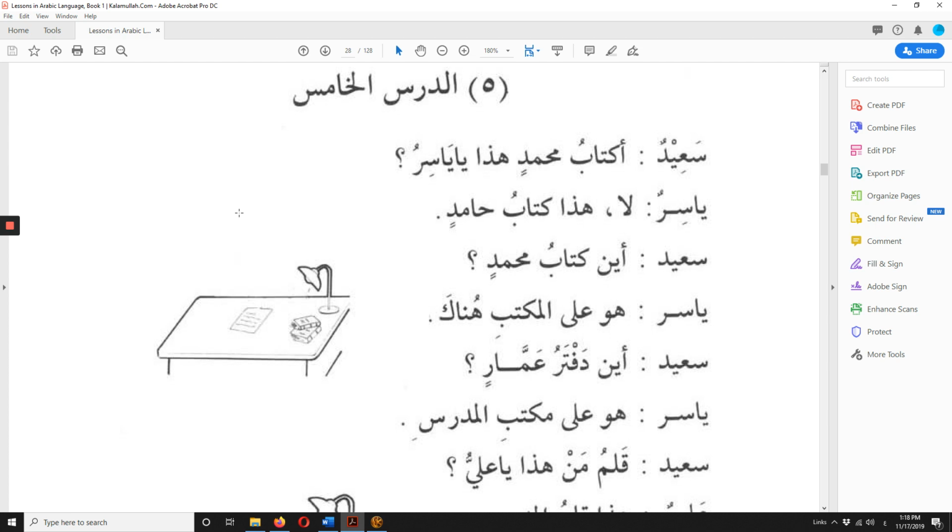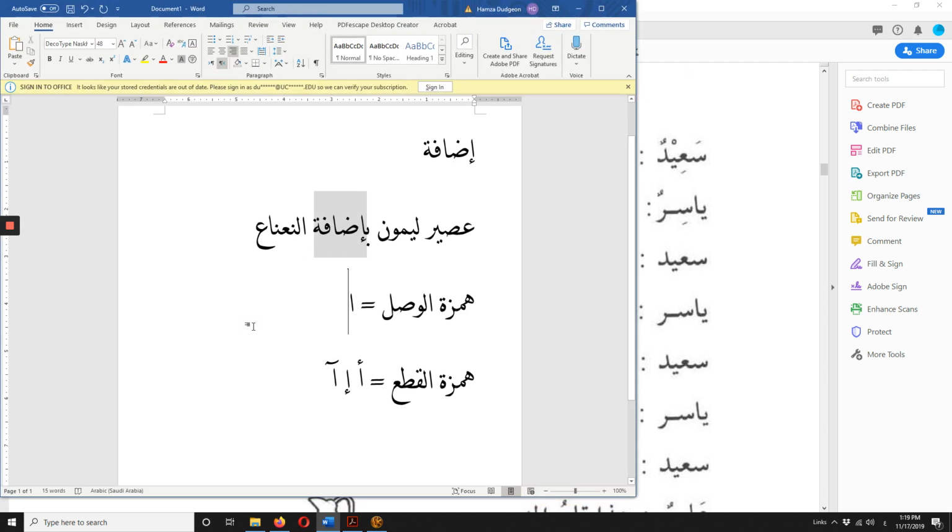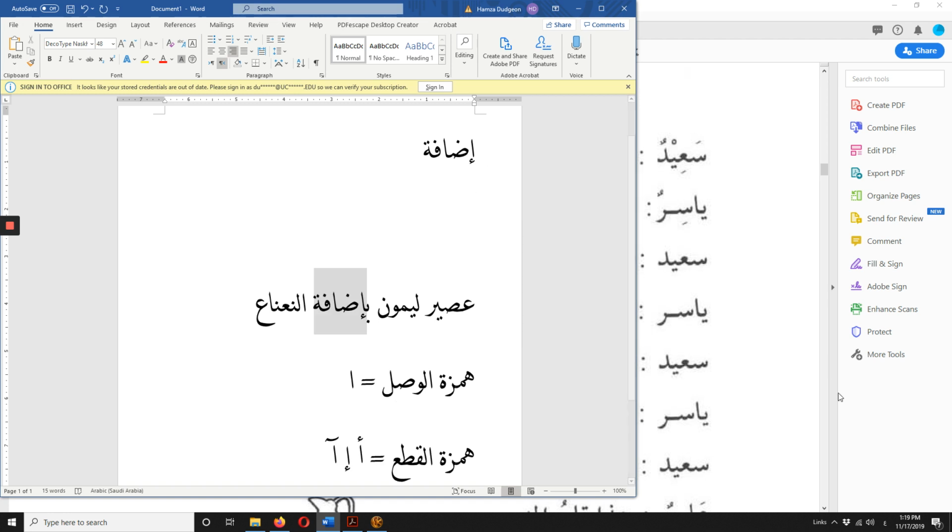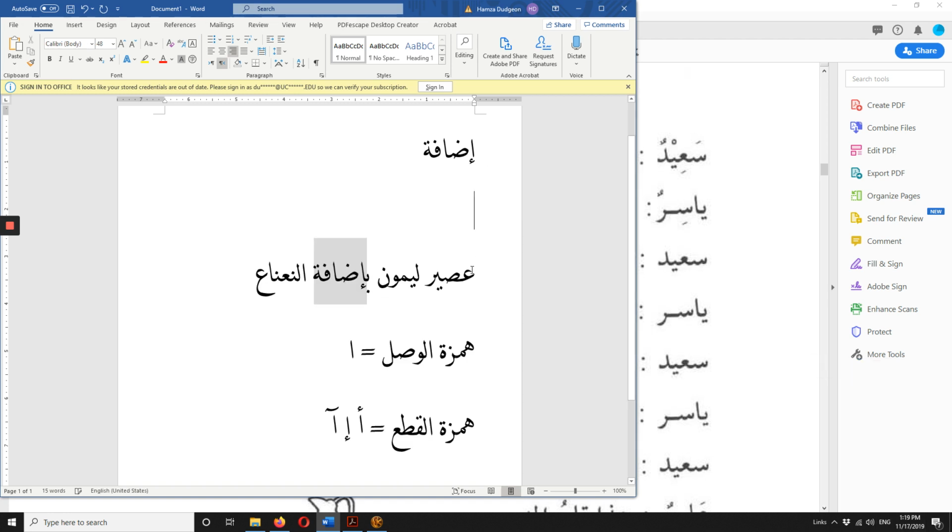So, lesson 5. And lesson 5 primarily is trying to teach you two different things. It's trying to teach you what's called in Arabic idafa, or possession, kind of like your apostrophe S. So we can say John's keyboard. So the apostrophe S here is idafa.